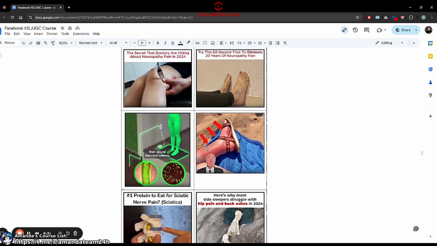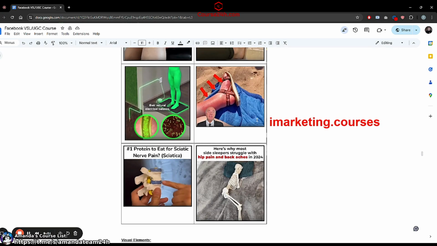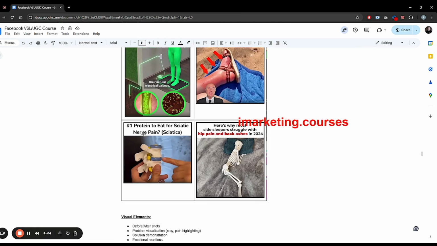And something similar here shows a swollen foot squeezed into a sandal. Also, a subtle thing, but that can have an impact: it shows in the beach, meaning it's summer and a hot day, and having swollen, painful feet on a hot day is even worse. Plus, it shows a person they might recognize as an authority figure, so they might think this is something worth listening to. Plus, you can see the red arrows. And here, number one protein to eat for sciatic nerve pain, sciatica, and it basically points at the vertebrae.